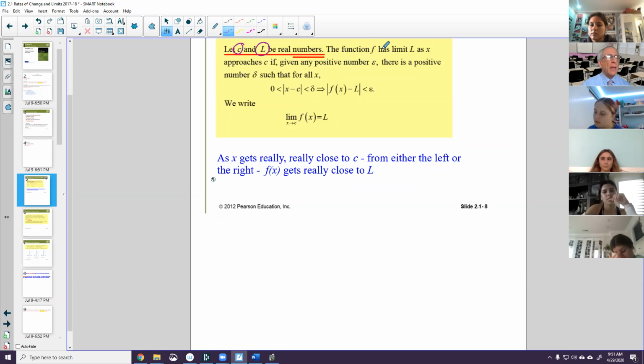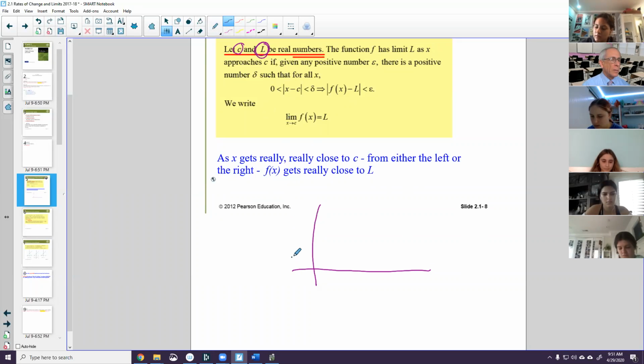And the function f has a limit L as x approaches c. So let's just talk about it. I'm going to draw a picture that's going to make it more clear. So here is an xy axis, and I'm going to make a function on it. Here is my function f.